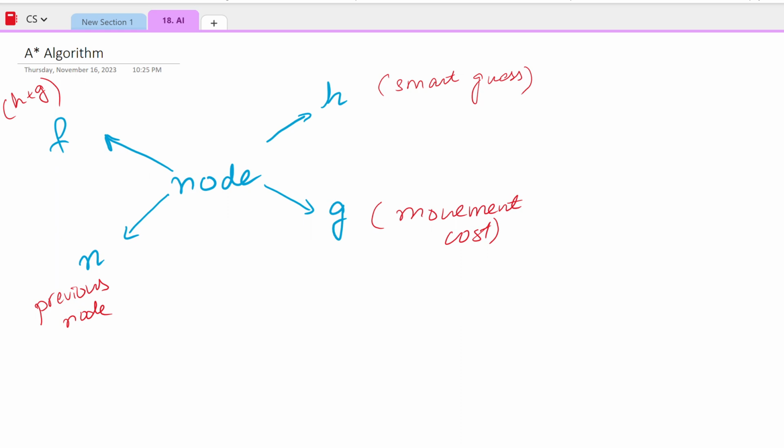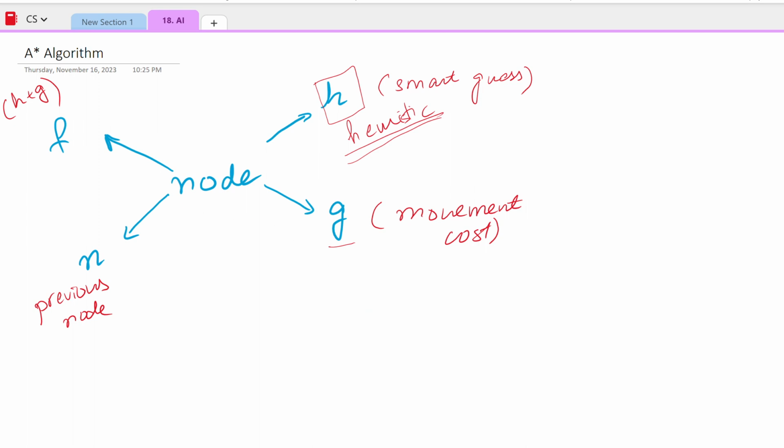Okay, now let's look at the A star algorithm. This is an advanced version of Dijkstra's algorithm. The basic concept is the same. The only difference is that we add a heuristic value, which is a kind of smart guess, along with our cost, which is G, the movement cost.